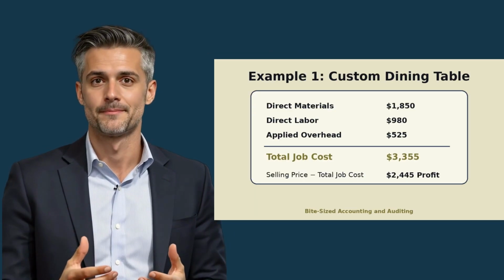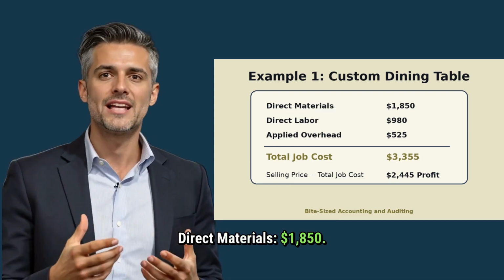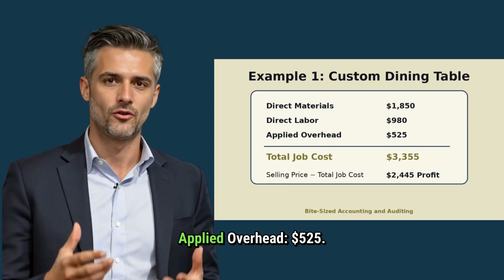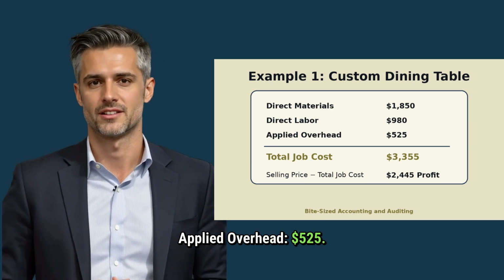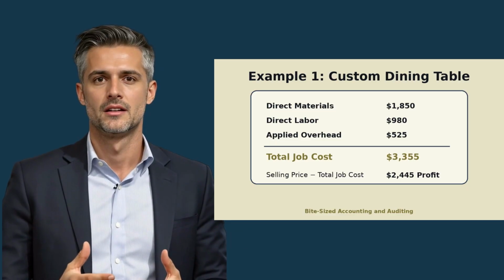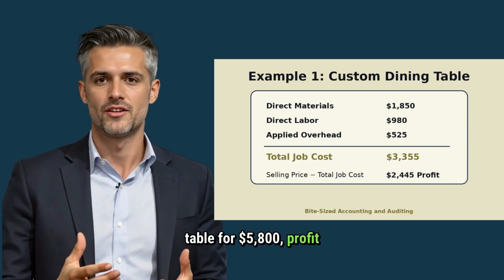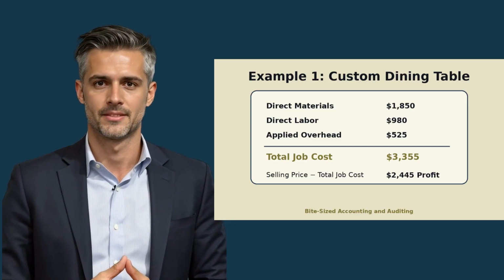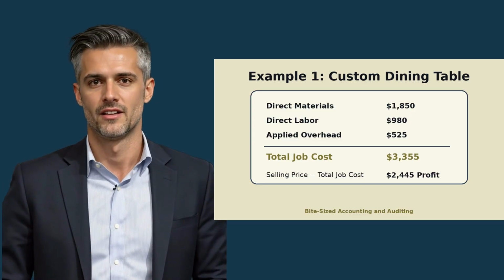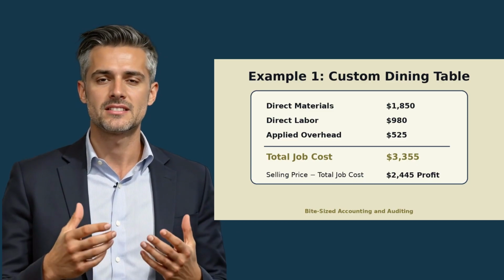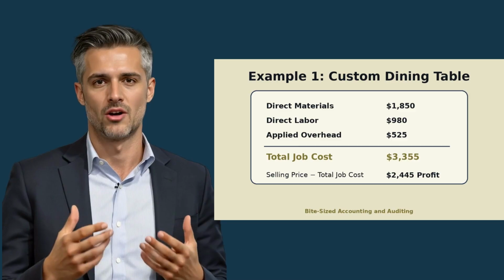Now let's add everything together. Direct materials, $1,850. Direct labor, $980. Applied overhead, $525. Total job cost equals $3,355. If you sell the table for $5,800, profit on this job equals $5,800 minus $3,355. That gives you a profit of $25,245. And that is the power of job order costing. It helps a business see whether a specific job made money or lost money.